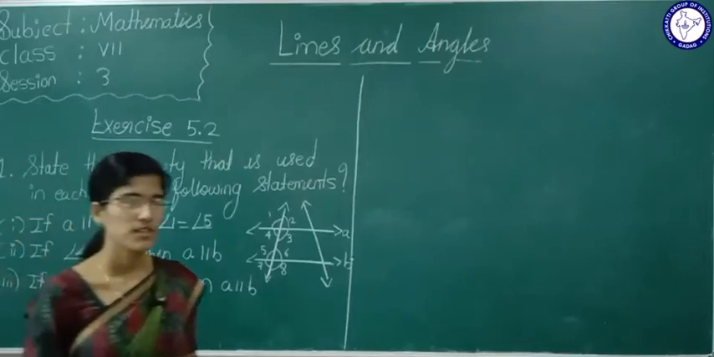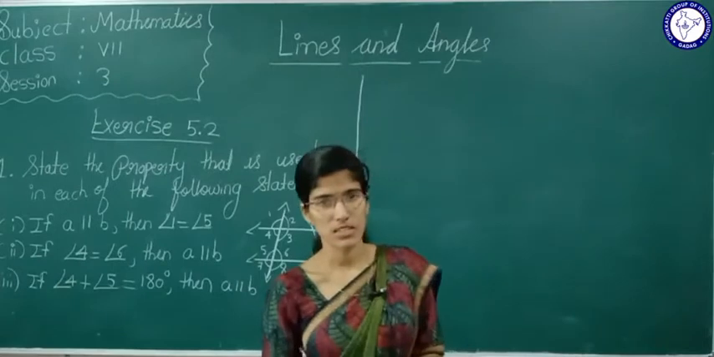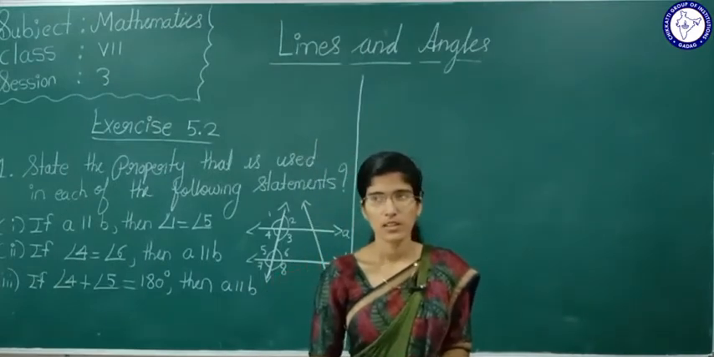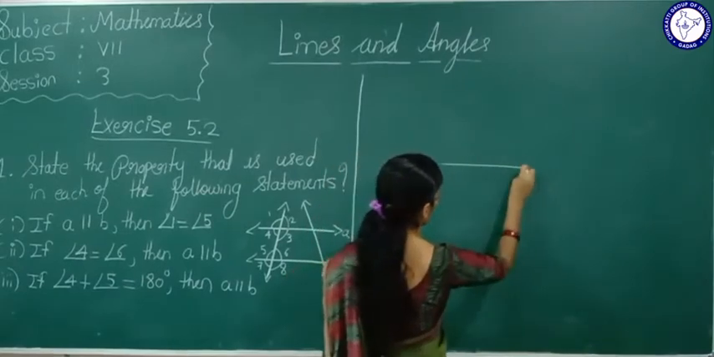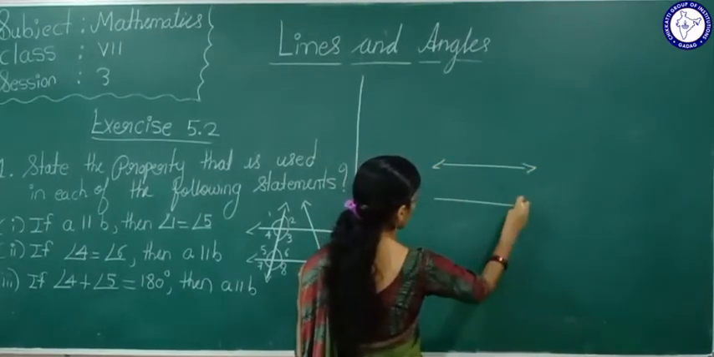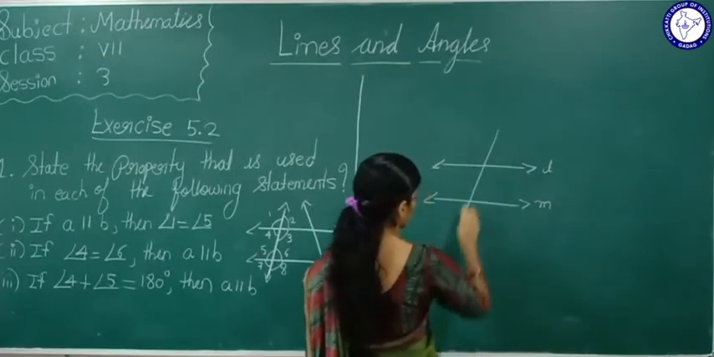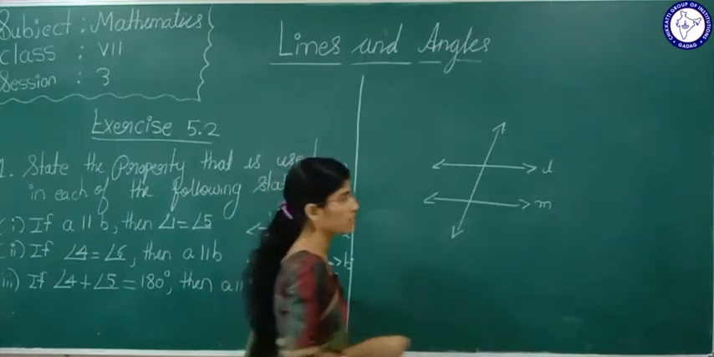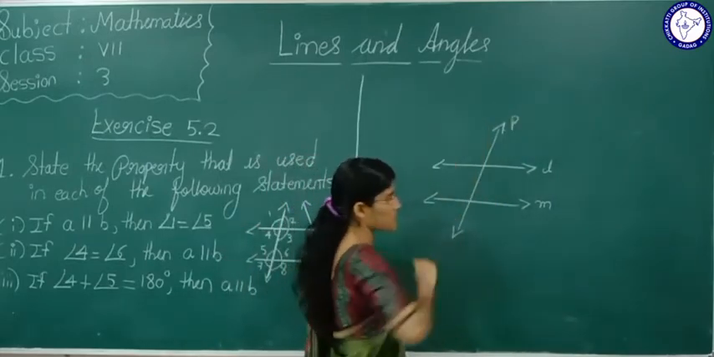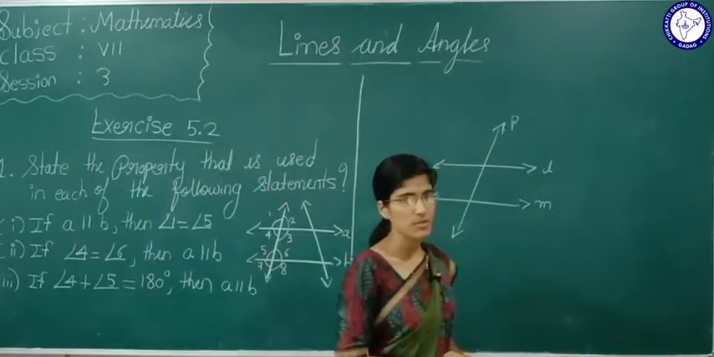Good morning students. In the last class we saw what a transversal is, right? And we came to know that if two lines are parallel, there are some properties. What are those? See here, line P is a transversal. Yes or no? We have studied this in the last class. I am just revising here.